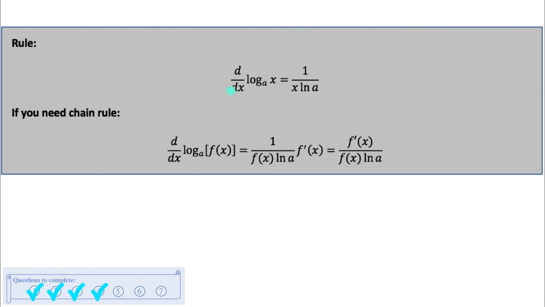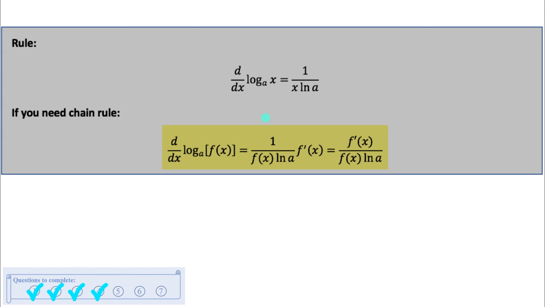So here's the rule for you. The derivative of log base a of x with respect to x equals 1 over the argument, x, times ln of the base of the log. So times ln a. And the argument of the log might not always just be x. It might be some function of x, where we'll need chain rule then to differentiate it.